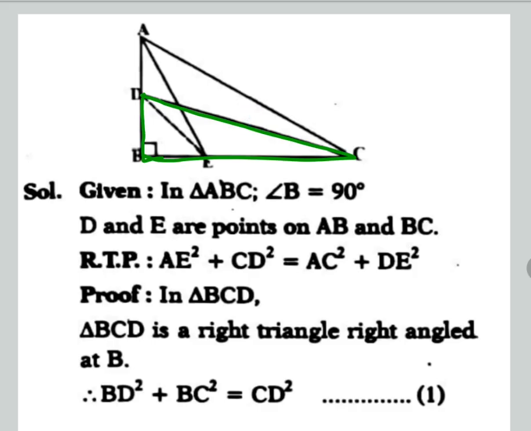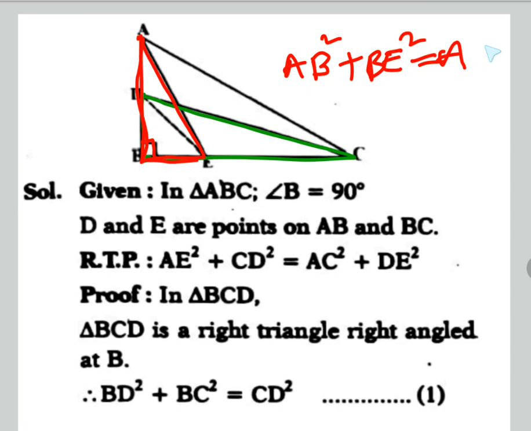Next, also from this triangle ABE, it is also right angled at B. We can write AB square plus BE square is equal to AC square. AB square plus BE square is equal to AC square. This is number 2.